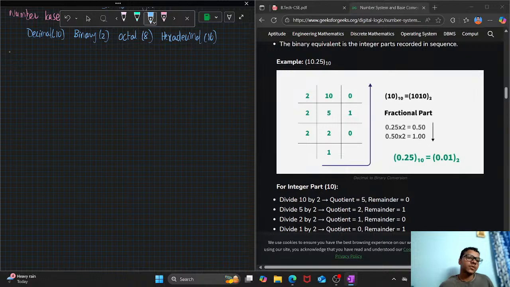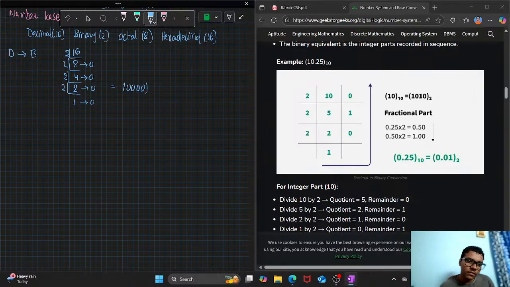Decimal number system to binary number system. Let's say we got 16. How do you convert to binary? You just divide it by 2 repeatedly. 2 8s are 16, that gives a remainder of 0. 2 4s are 8, remainder 0. 2 2s are 4, remainder 0. 2 1s are 2, remainder 0. So 10000. That is the binary representation.